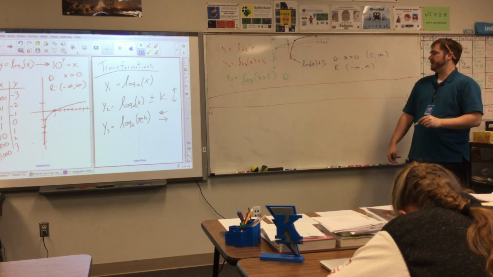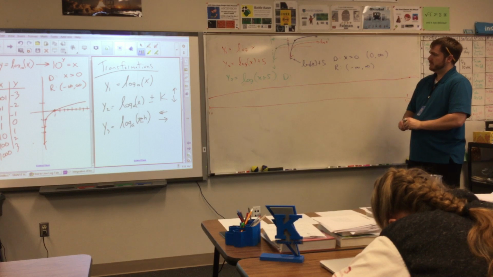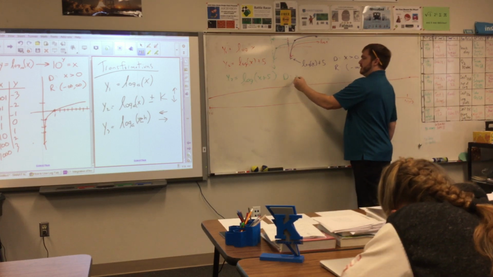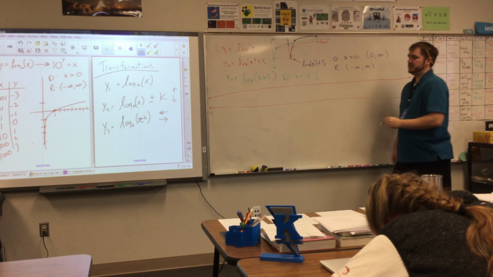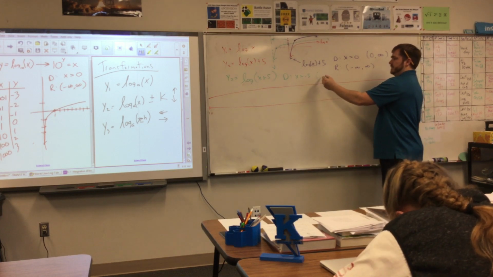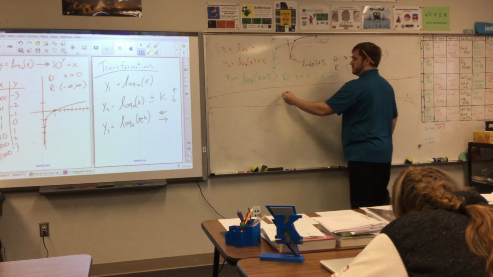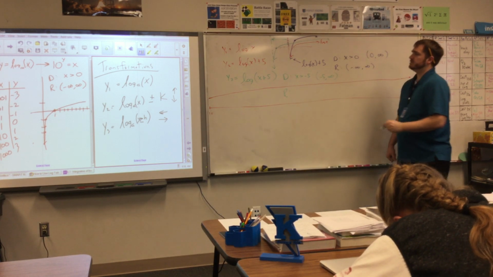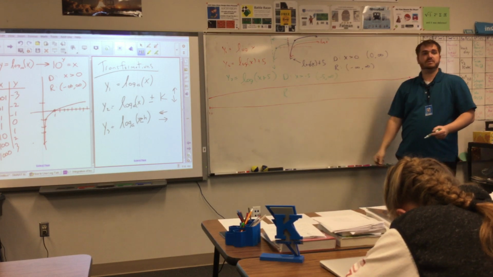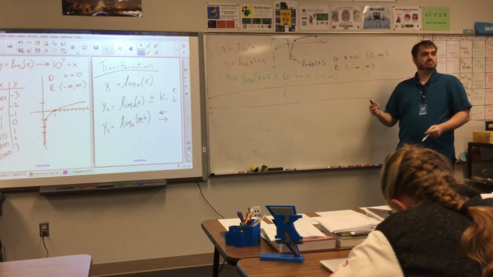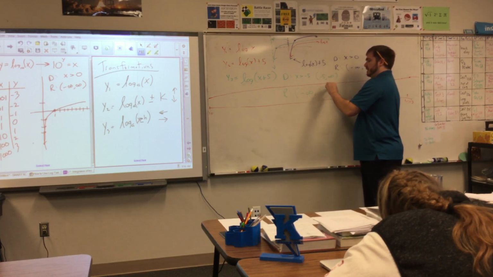Somebody talk to me about the domain. Yeah, all x is greater than negative 5. Which, if we write that in set builder notation, negative 5 to infinity. Somebody else talk to me about the range there of that green graph. What y values? Yeah, it's still everything there. Okay, we can. All right, great.